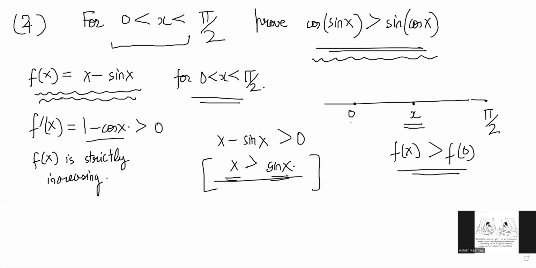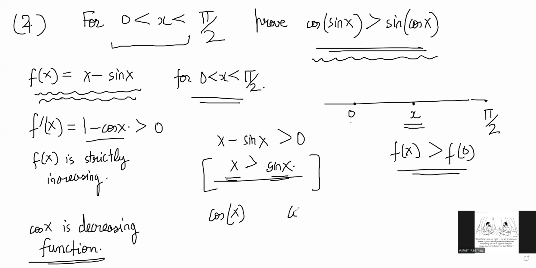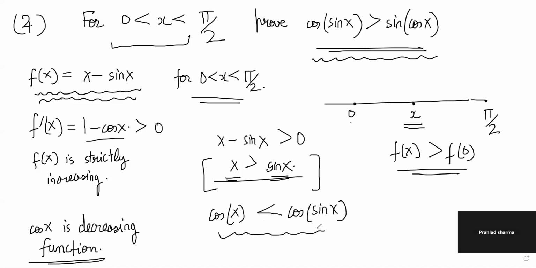If x is greater than sine x, what kind of function is cos x in this interval? It is a decreasing function, no? Yes, sir. Cos x function is decreasing in this range. So if I apply cos to both sides, what should be the inequality right now? The inequality will change, right? You should get this, right? Yes, sir. Okay. So what we are getting is cos x is less than cos of sine x, right?